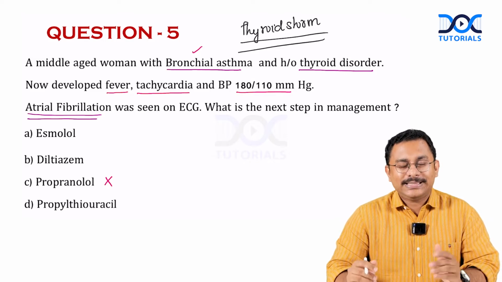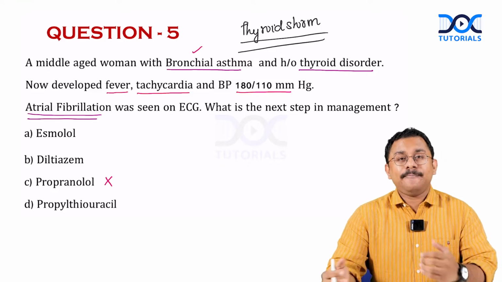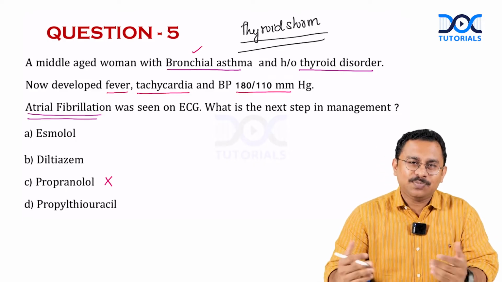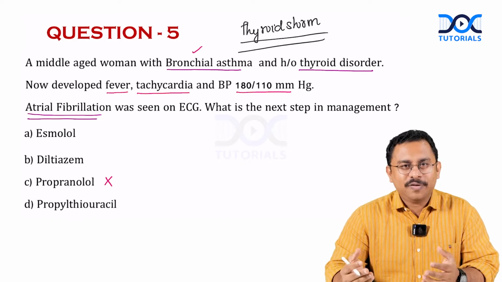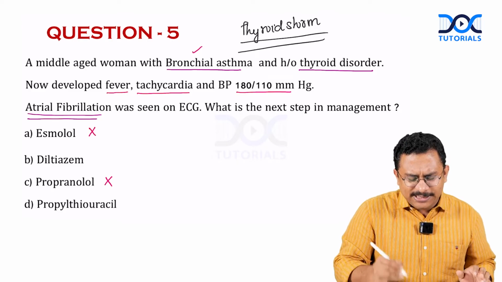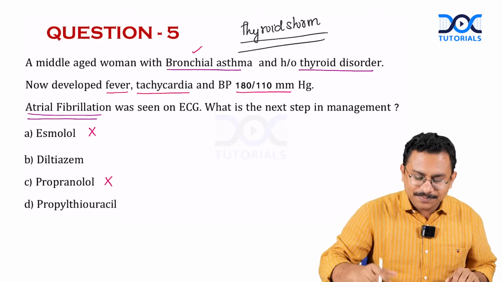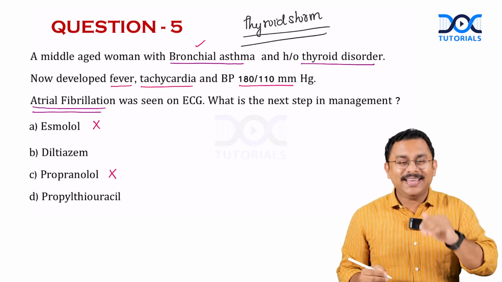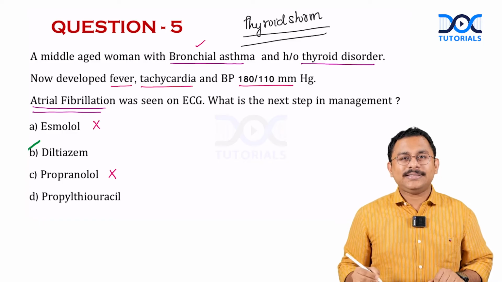Esmolol is a relatively cardioselective beta blocker, but even when I say cardioselective, it just means that the beta 1 selectivity is more. It's not that it has zero beta 2 activity. There is some beta 2 activity as well, though it is predominantly cardioselective, and hence even esmolol is not my top priority here. Diltiazem, however, is a drug that can definitely be used in atrial fibrillation, especially in a patient having bronchial asthma, and this will be the answer.